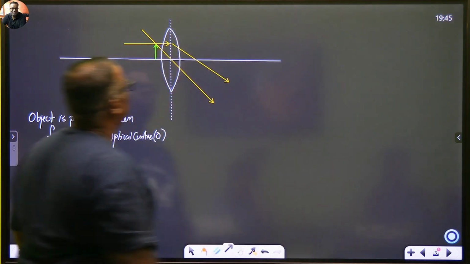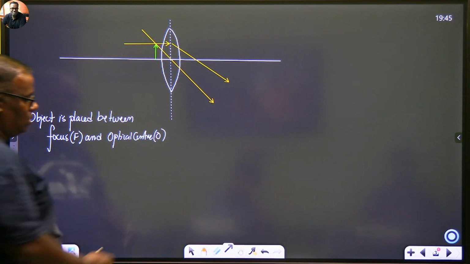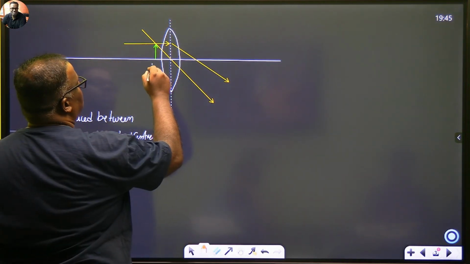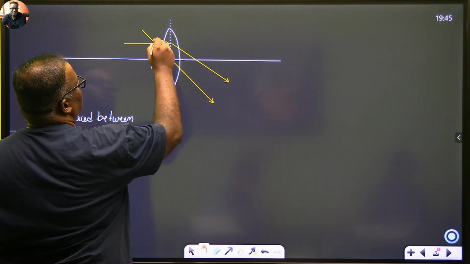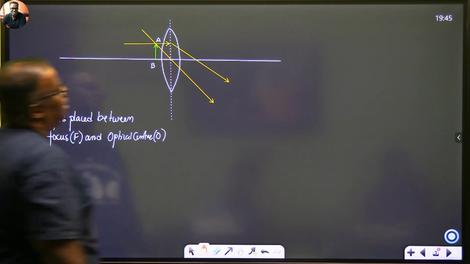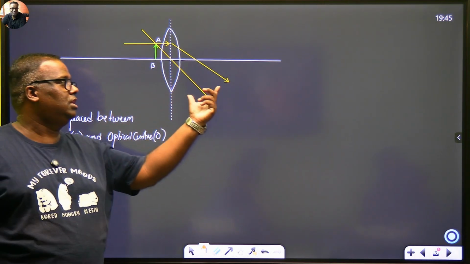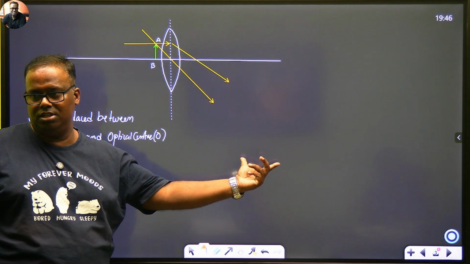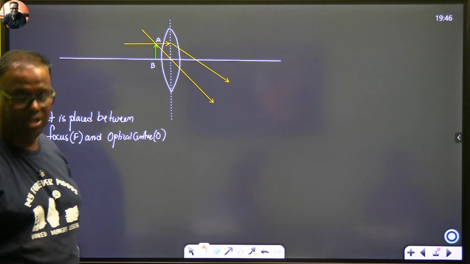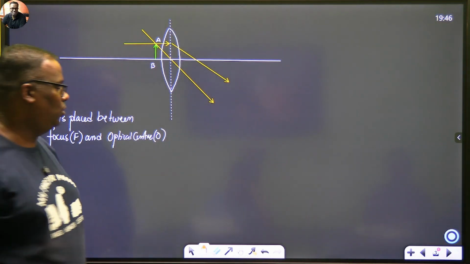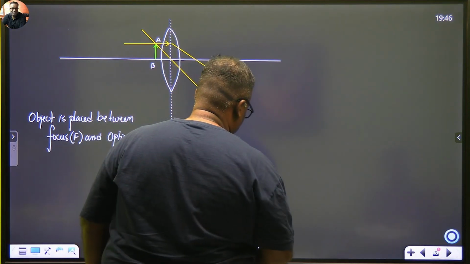Tell me, children, have you understood? So let me name my object. B is the foot of the object. A is the head of the object. Right? Now, if I look, these two rays are divergent. Will they ever meet? They will never meet. But I need an image. So the only option that is left with me is what?